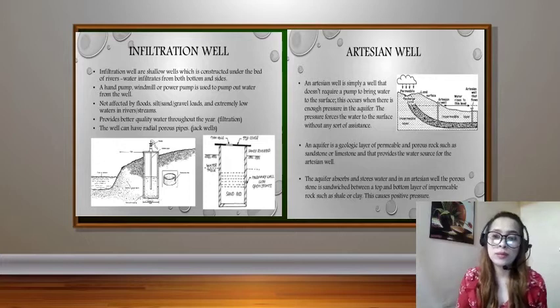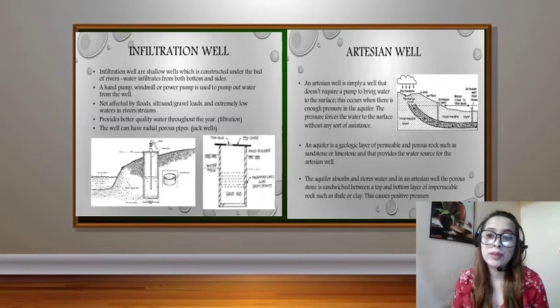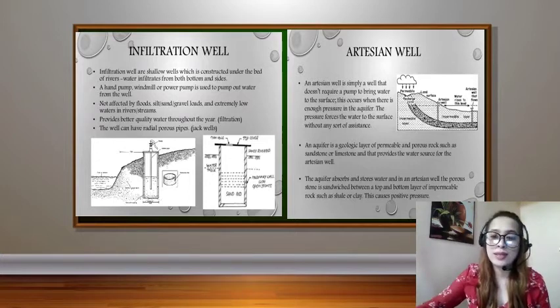It was also very common in our time before. An artesian well is simply a well that doesn't require a pump to bring water from the ground to the surface. This occurs when there is enough pressure in the aquifer and the pressure forces the water to the surface without any sort of assistance. The aquifer is the geologic layer of permeable and porous rock such as sandstone or limestone that provides the water source for the artesian well. So that's how an artesian well works.